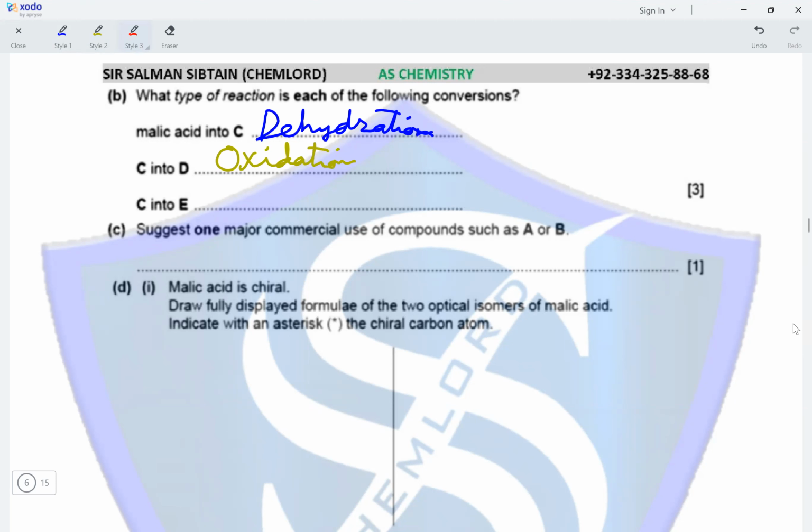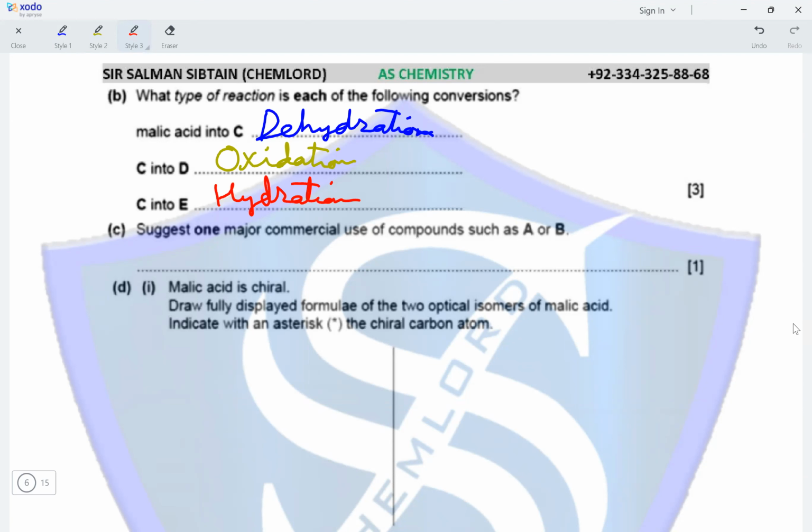And the next is conversion of C into E. Now C is the alkene and E is the alcohol. So we have the reaction with steam and H3PO4, which is called hydration or addition reaction. So hydration of alkene to produce the alcohol.